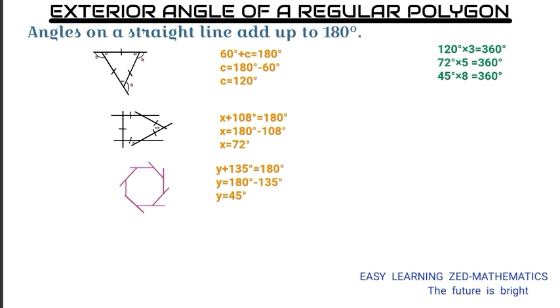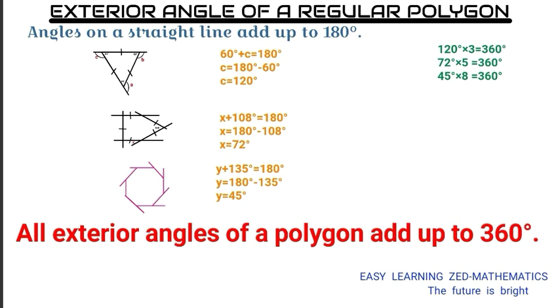Now when you look at this, even if a regular polygon has a different number of sides and angles, the sum of the exterior angles is 360 degrees. So this is the fact. Whatever number of sides or exterior angles a polygon may have, it will give you a sum of 360 degrees. Therefore, we can say all exterior angles of a polygon add up to 360 degrees. This is the other property you should also know.